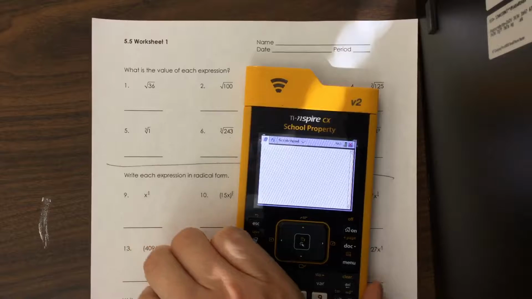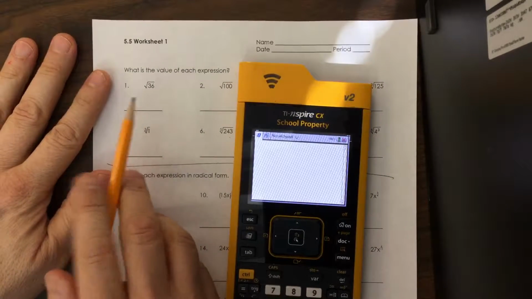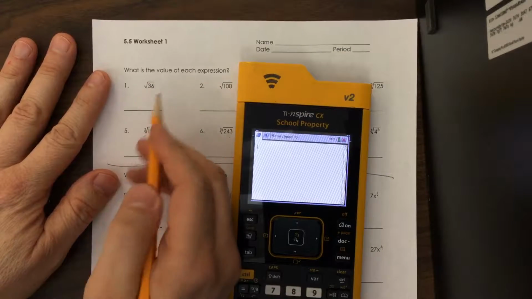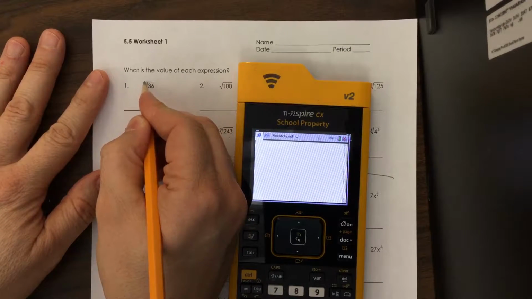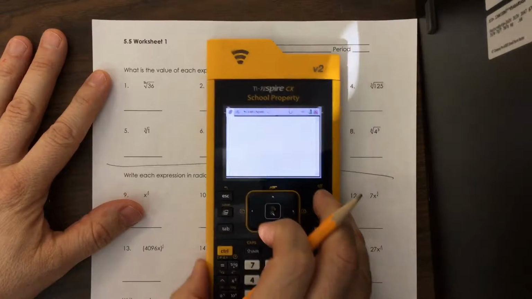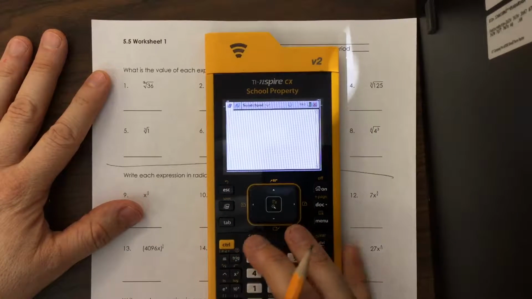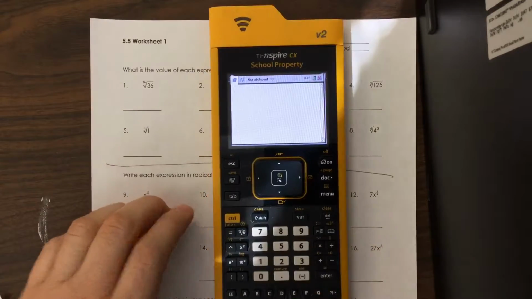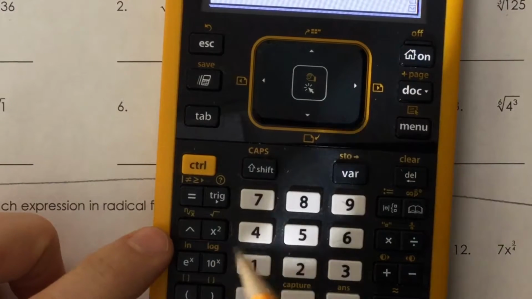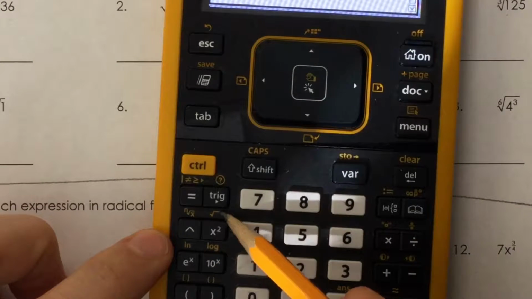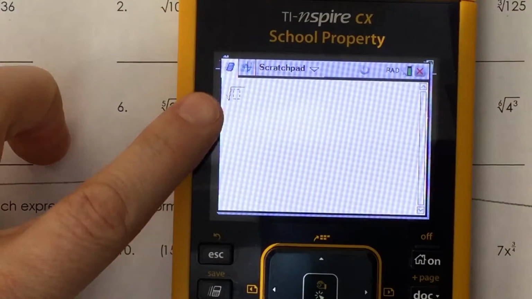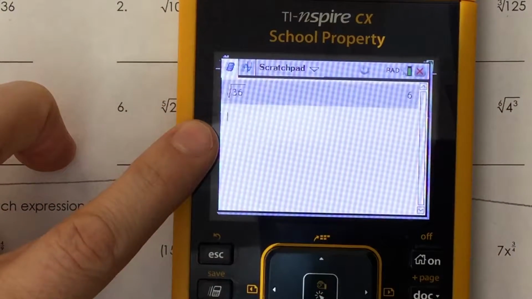Number 1, we have square root of 36. Now the reason I know it's square root is if there's not a number on your radical, it's understood to be a 2. So that is called square root of 36. If you don't already know that, we can go ahead and put that in. I'm going to show you this button. You don't have to use it, but I'll show you. There is a default square root button right here. Control and then x squared. That is going to be square root. You put in 36 and push enter.